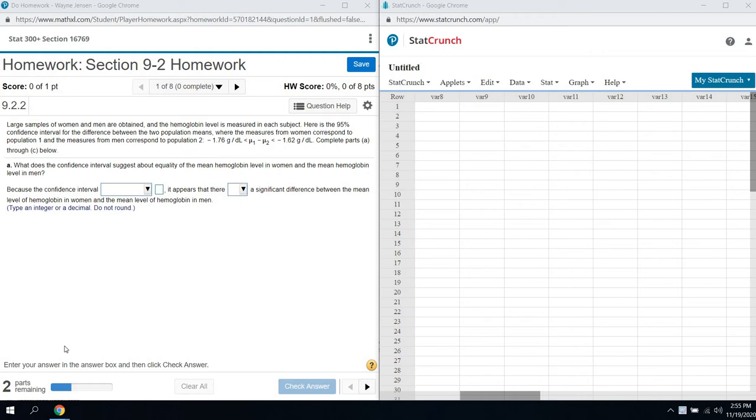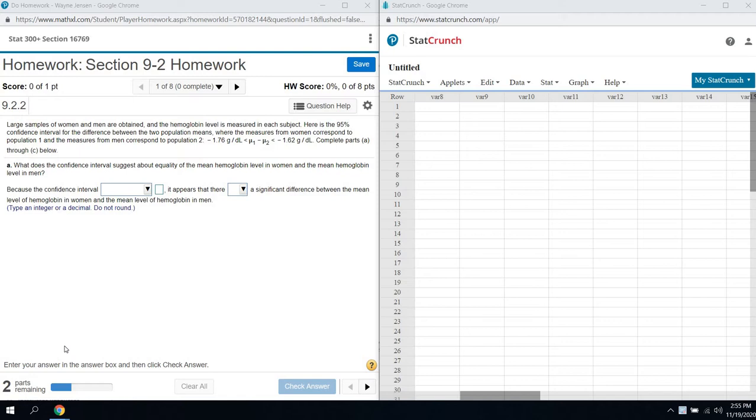Alright, here we find ourselves in section 9.2, and it really is the same concept, it's just with the means. And so you can see I've already have StatCrunch opened up on the side, and so we're going to utilize that. Now this very first question is asking about our understanding of a confidence interval. So let's go ahead and read it.